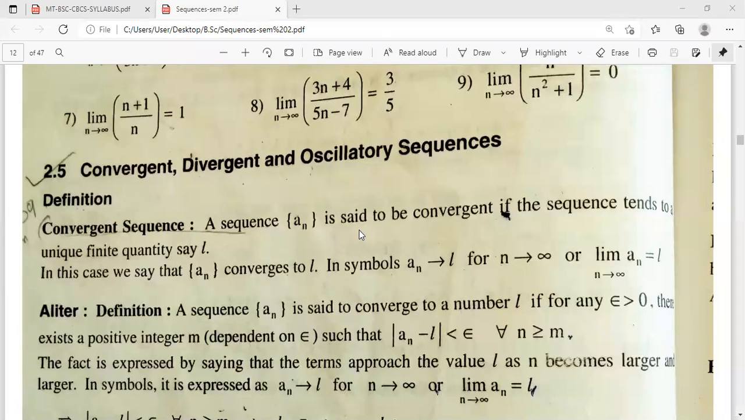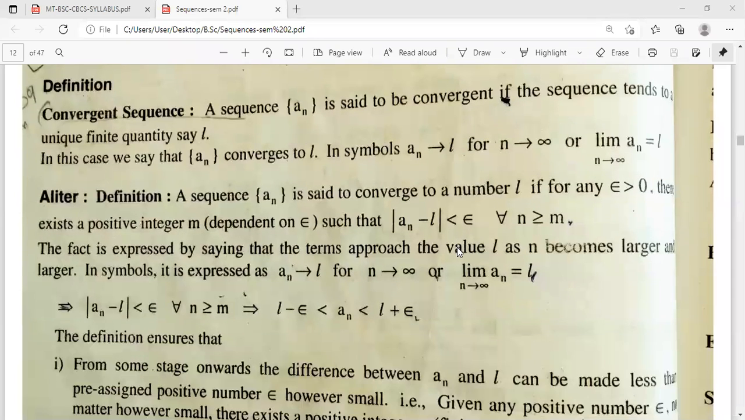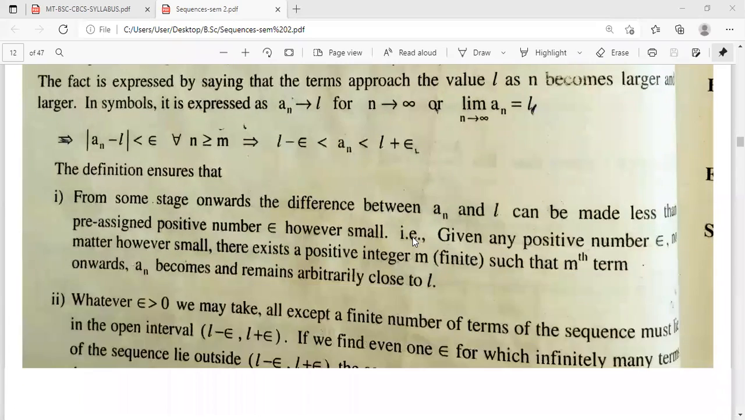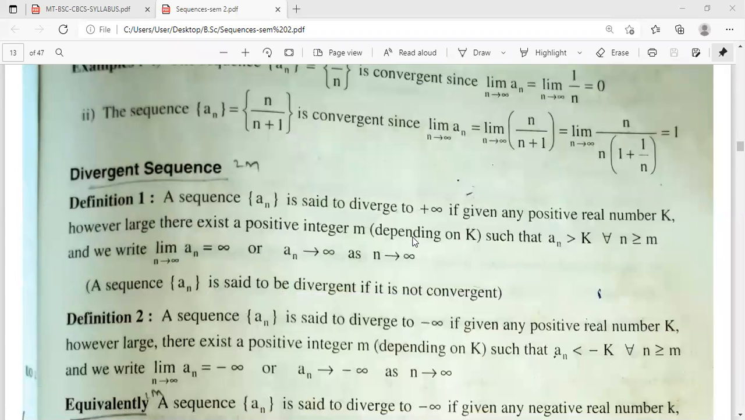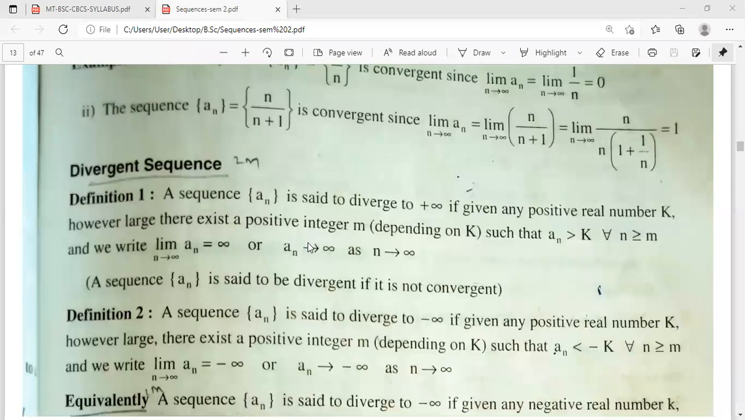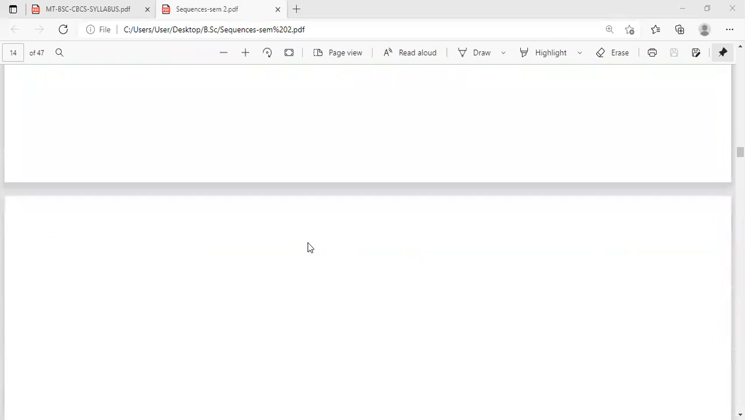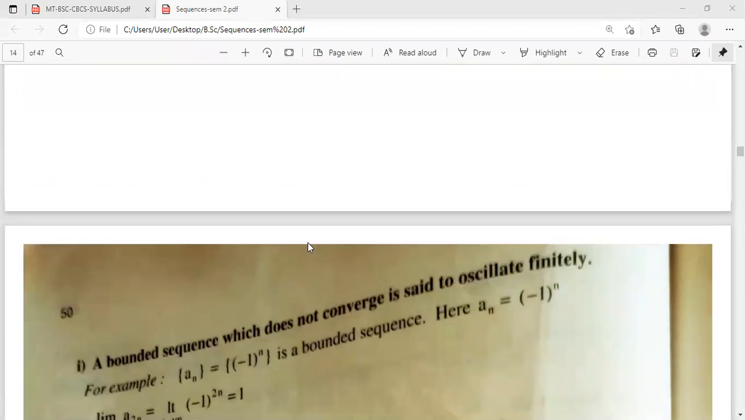Convergent, divergent, and oscillatory sequences. A convergent sequence means, as you already know, the limit of a_n as n tends to infinity equals L, where L is finite and unique. Then only can you say the sequence a_n is convergent. If the limit of a_n as n tends to infinity is plus infinity or minus infinity, then it is called a divergent sequence. The first is the convergent sequence, the second is the divergent sequence, and the third is the oscillatory sequence.